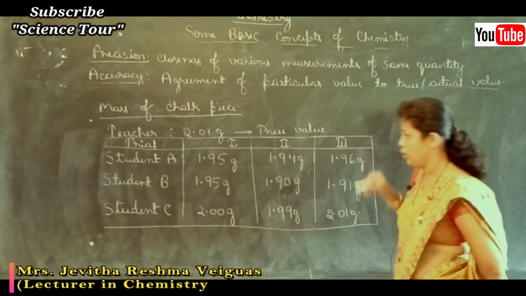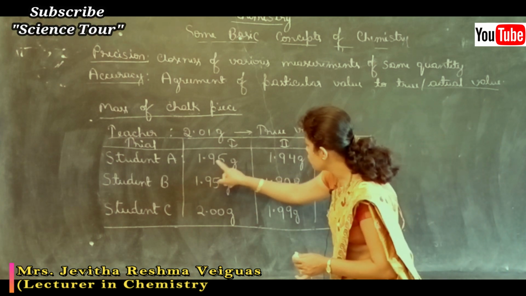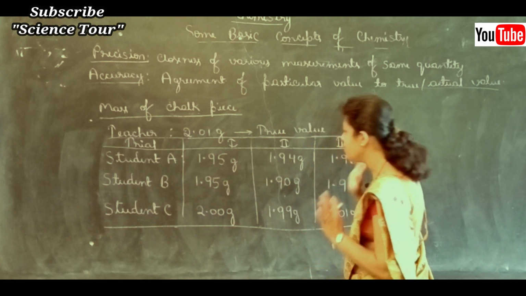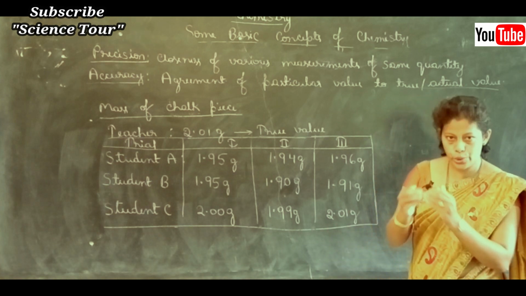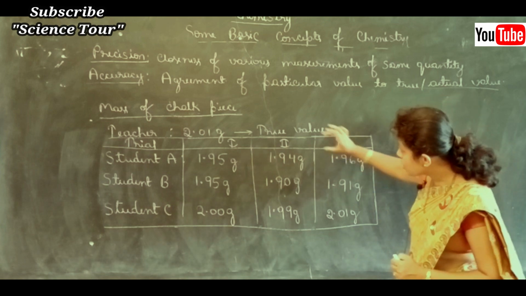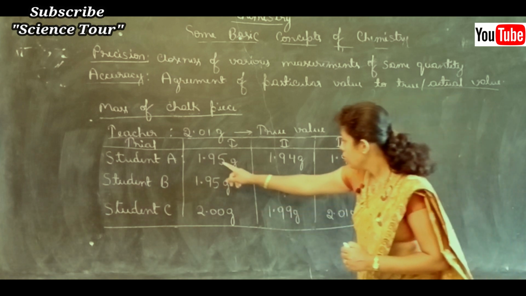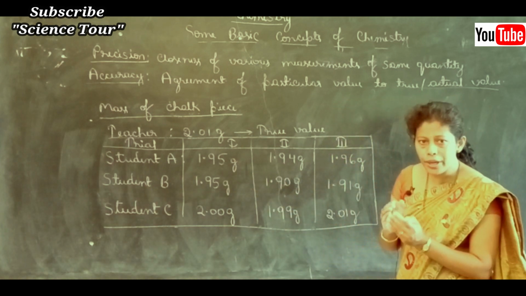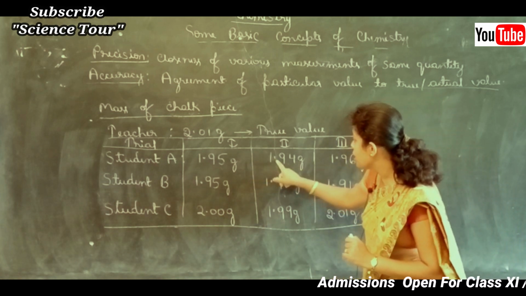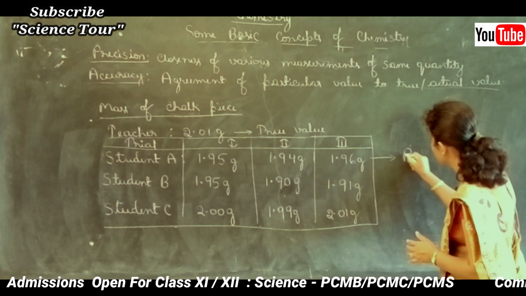Three students measured the mass of the chalk piece 3 times. They got different values. Now let's compare the values obtained by student A: 1.95, 1.94, 1.96. Values are close to each other, but these values are not close to the true value. Hope you are getting it. The various measurements of the same quantity are close, which means values are precise.